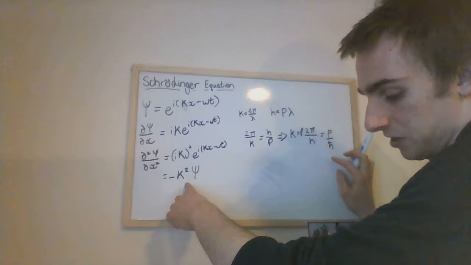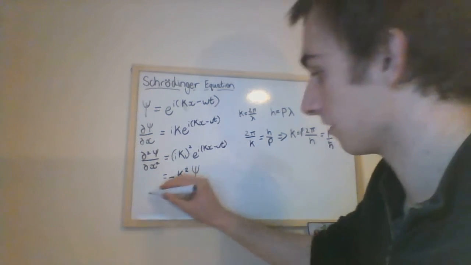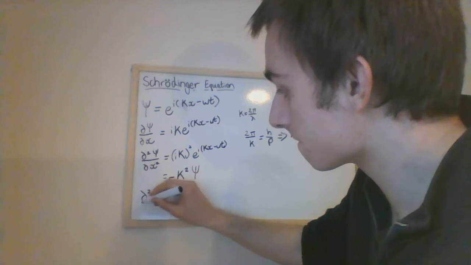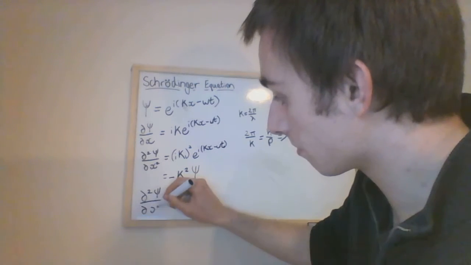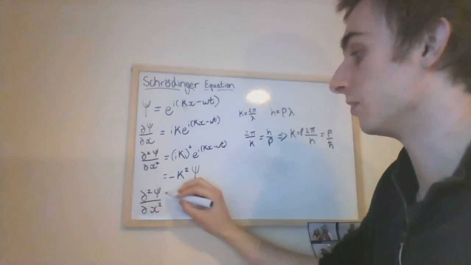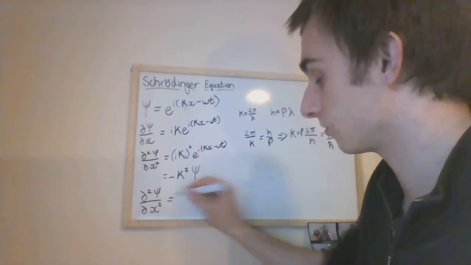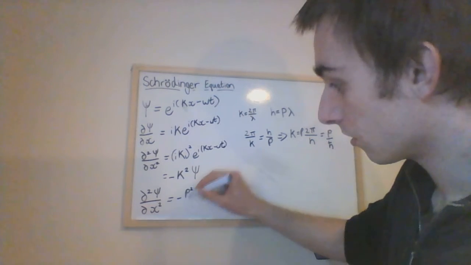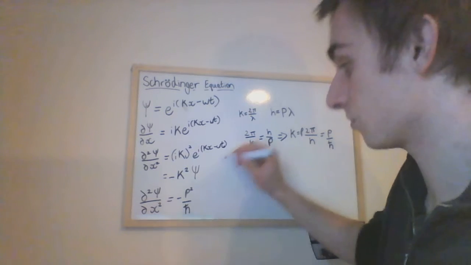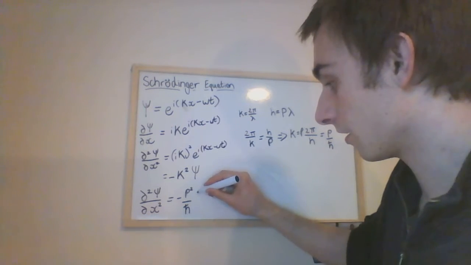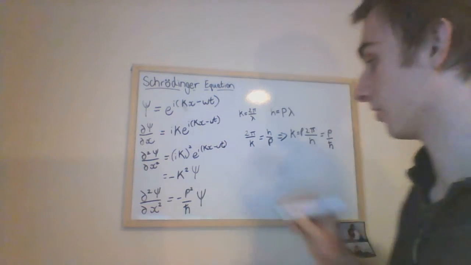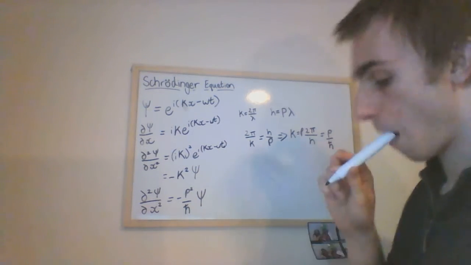I guess this would be a good time to stick it into here. So then if we differentiate the wave function twice, we get minus p squared over h bar squared times the wave function.